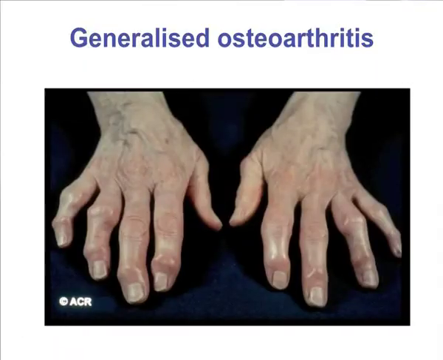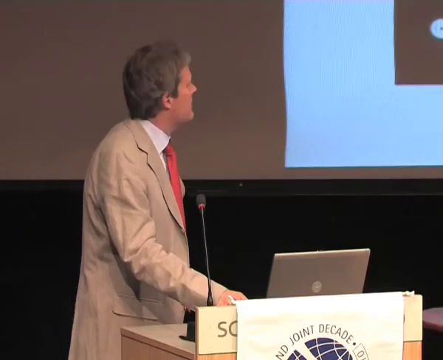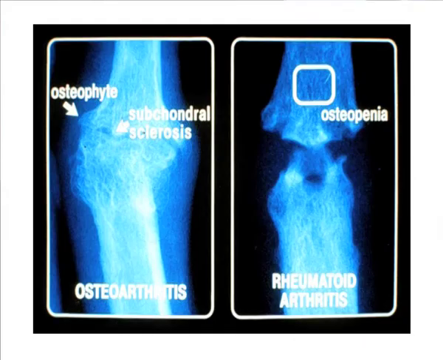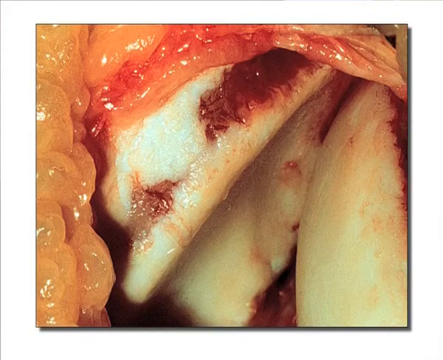Oh, it's working. This is also a debilitating disease. It's generalized osteoarthritis. And as you can see, there is enlargement of the distal and interphalangeal joints in the fingers due to bony enlargement, which you can see on the X-ray of osteoarthritis, as opposed to rheumatoid arthritis, where bone is going away, there are erosions. And from an operation, you can see the erosions working their way into the cartilage and into the bone.